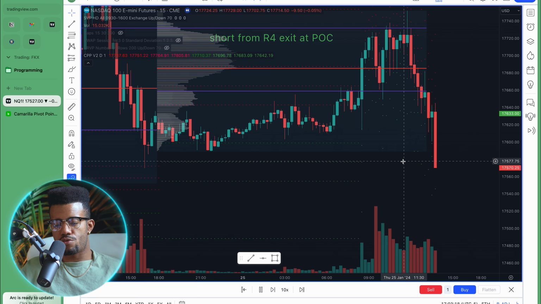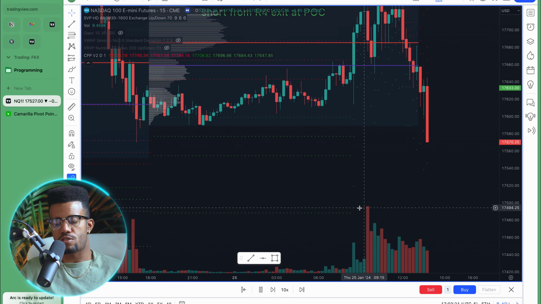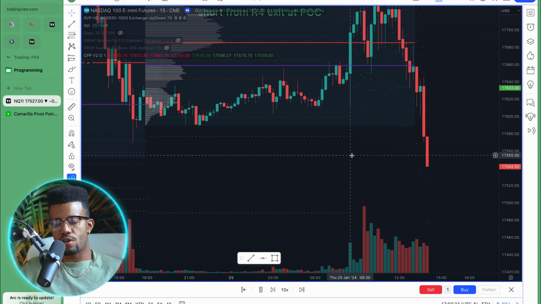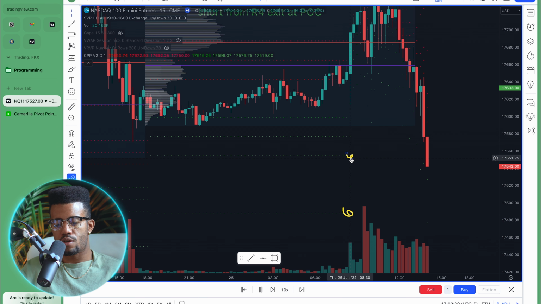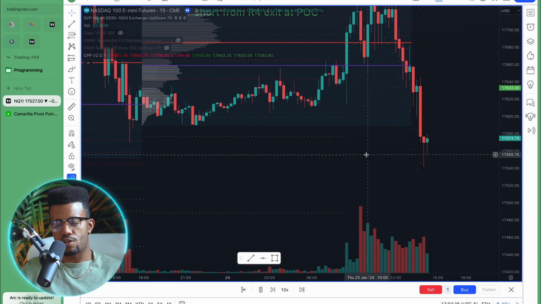It came down, punched through this level. So at this point, I'm paying attention to the last two levels. These are the only levels that I care about at this point, right? This one here, and this one here, the only two levels I care about. And I'm looking for longs at this point, right? If you were in a short, I would have exited here for sure.